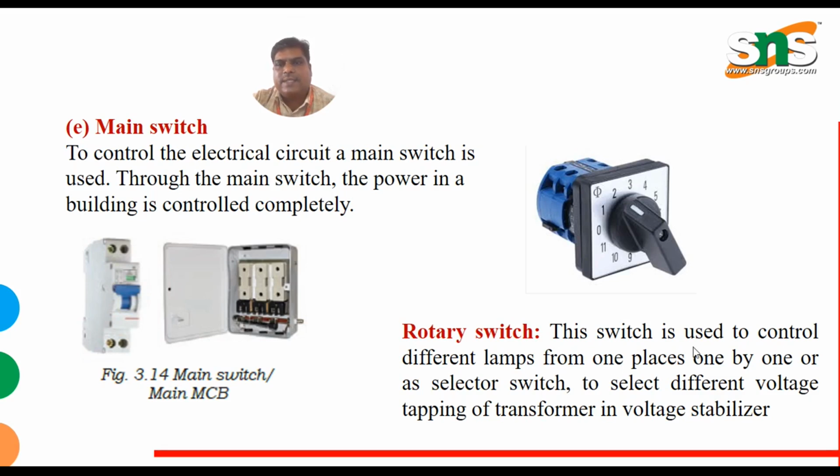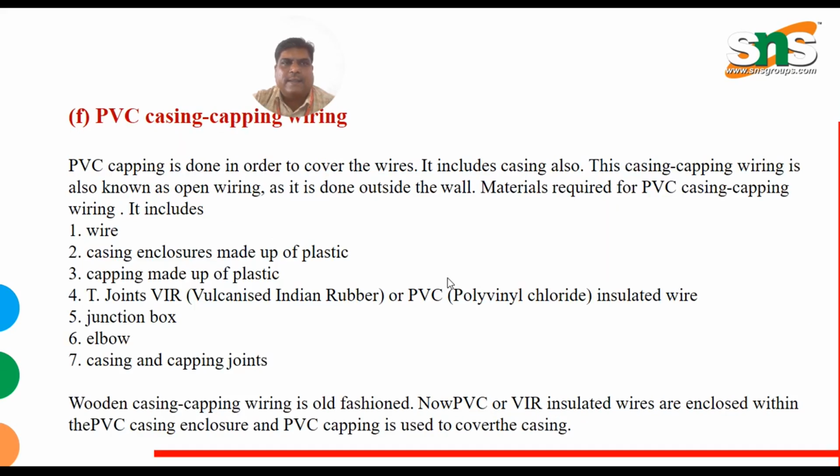Rotary switch: this switch is used to control different lamps from one place one by one, or as a selector switch to select different voltage tappings of a transformer in a voltage stabilizer.